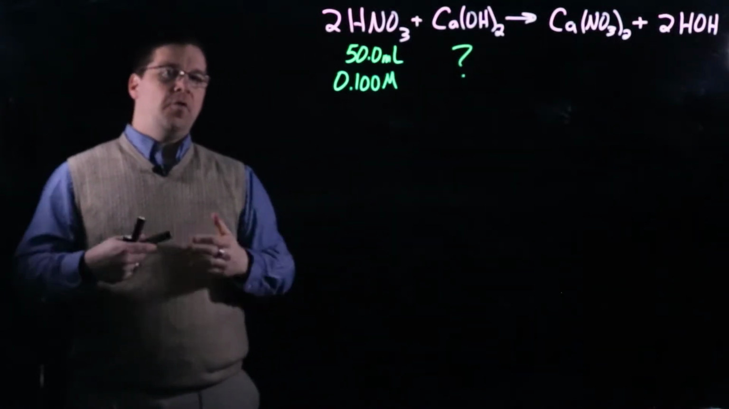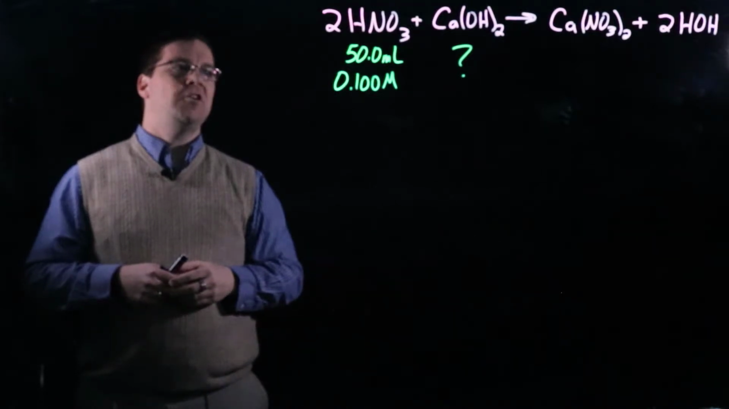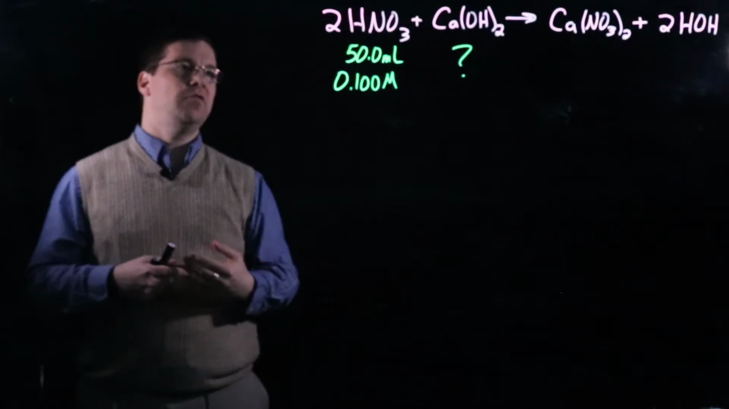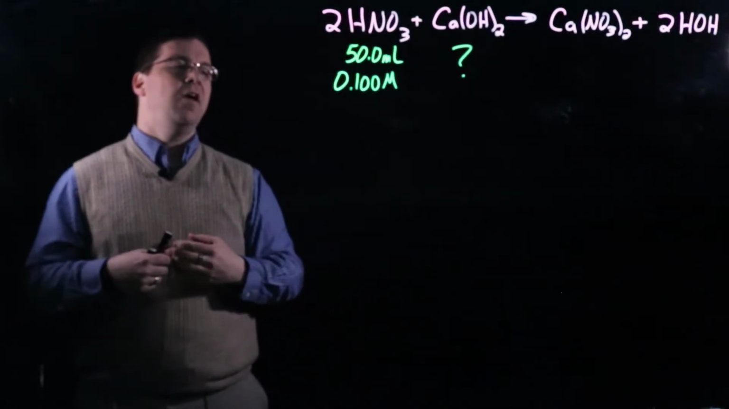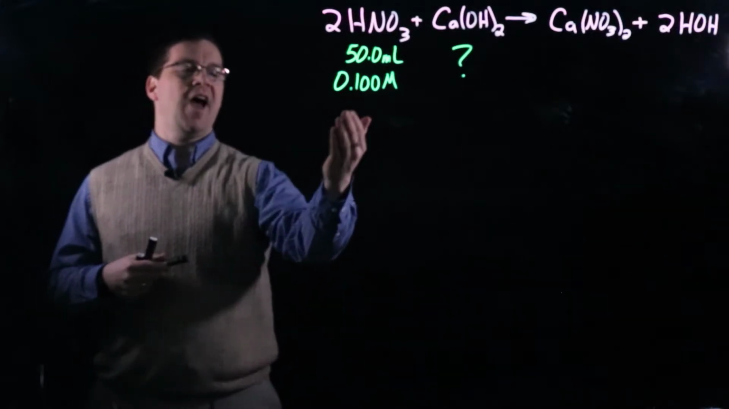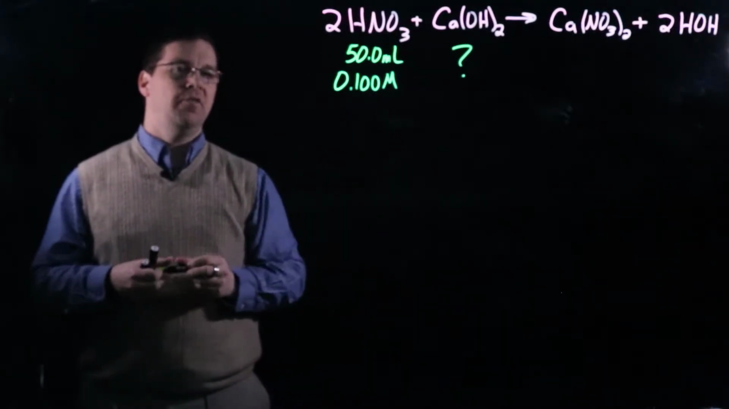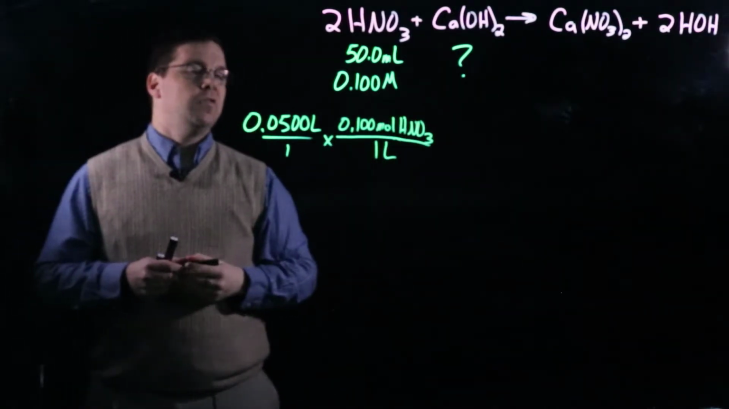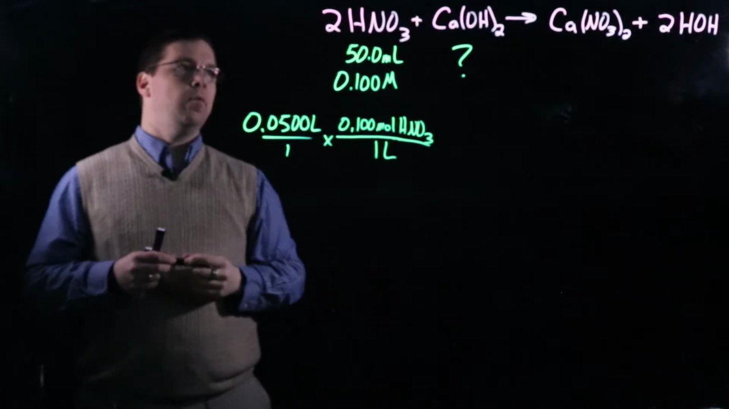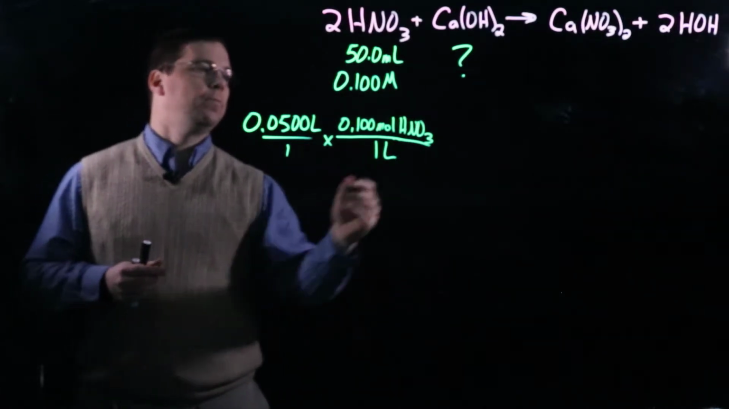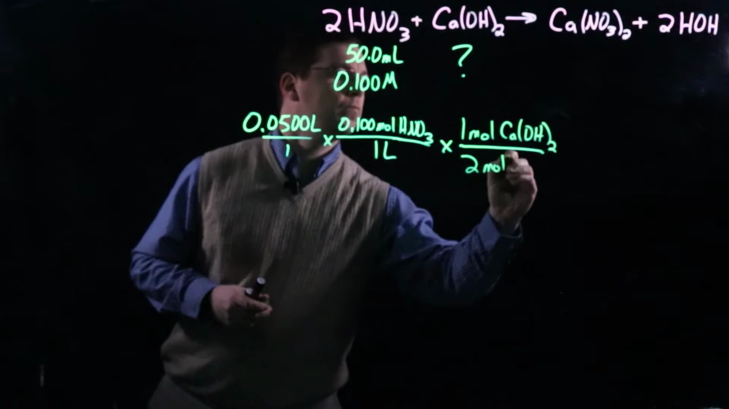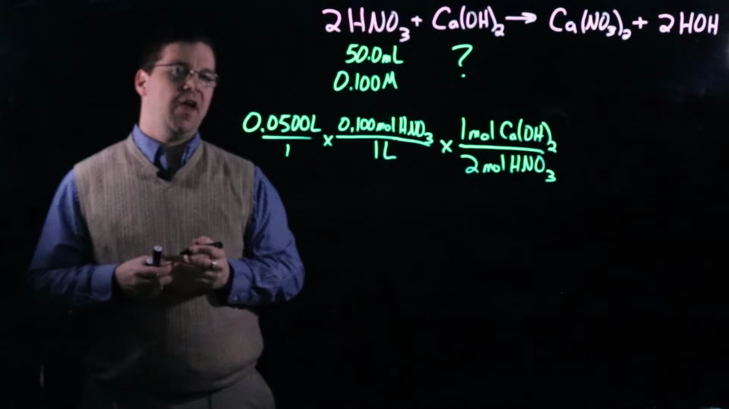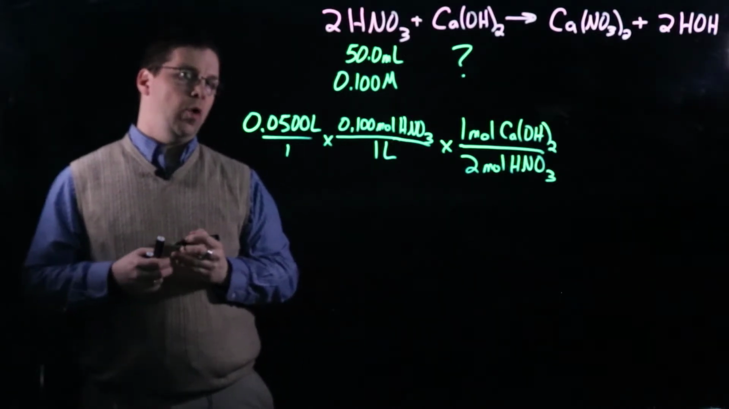So in order to do that, the first thing that we need to do is to determine just how much of the nitric acid is present. And because we have a solution, we need to take the volume of that solution that we're adding, and take that in conjunction with the actual concentration to figure out the moles of HNO3. So once we have that, now we're ready to use our mole ratio from the balanced equation. And now that we're in moles of calcium hydroxide, we can use the molar mass of calcium hydroxide, which is 74.10.